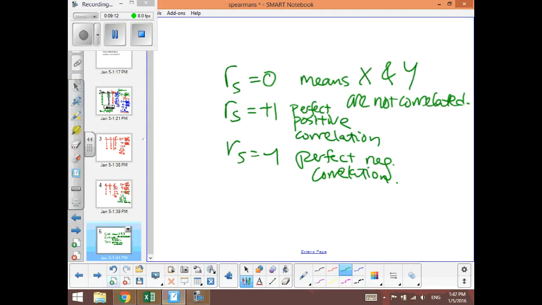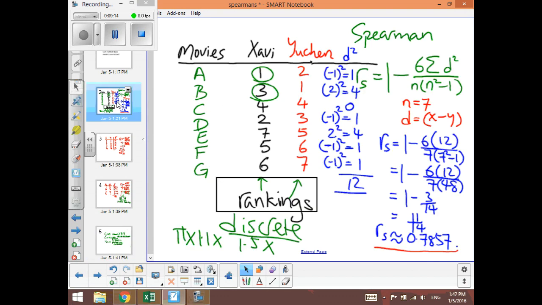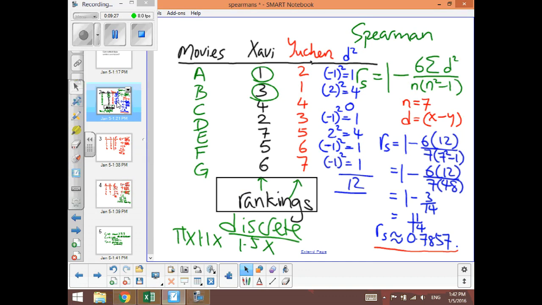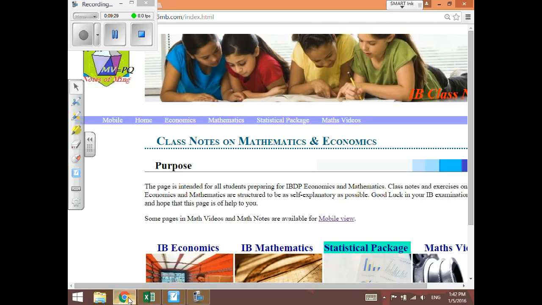Go back to our frame number 2. Well, we get this RS of 0.7857. What do we do now? Well, is this number actually significant or not? To answer this question, we really need to go to something else. We need to actually do a test.